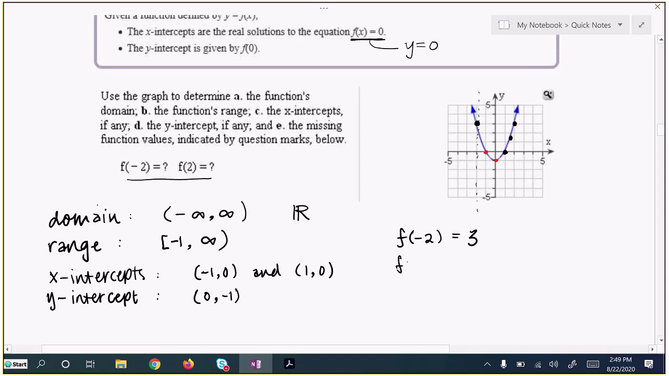What about when x is equal to 2? I'm going to do the same thing. I'm going to go over 2 units to the right and see where this line crosses my graph. And again, it looks like it is at y is equal to 3. So I have answered the question.